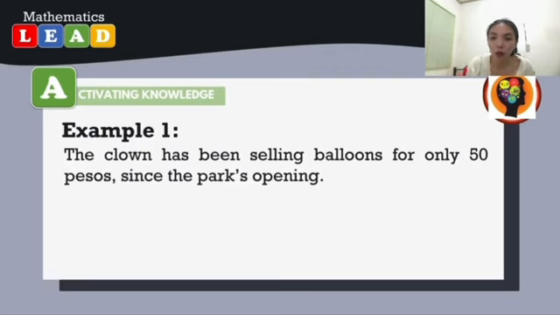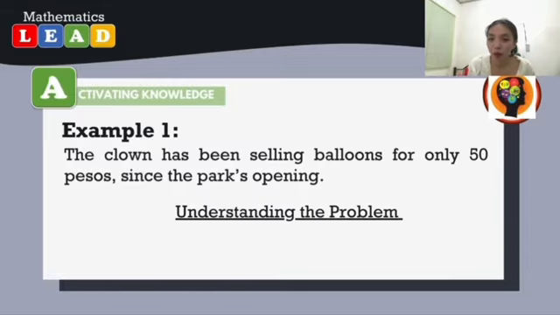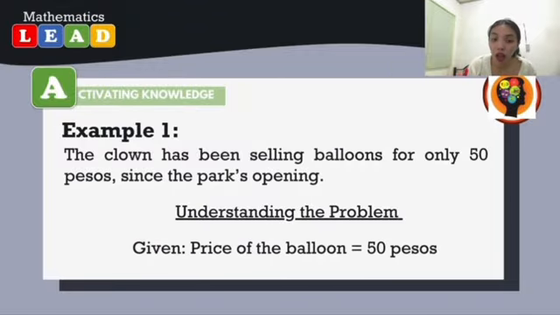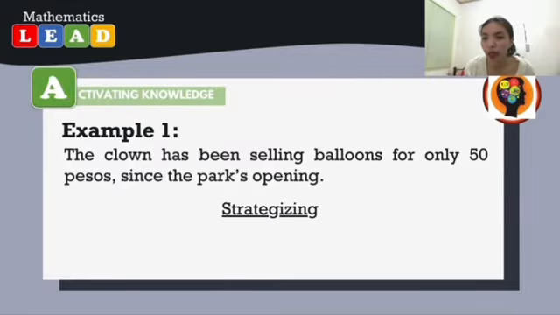The clown has been selling balloons for only 50 pesos since the park's opening. The first thing that we're going to do is to understand the problem, wherein we have the given balloon price, which is equal to 50 pesos. Next, we're going to think and strategize for the plan or the formula that we're going to use. In this case, as you can see, the word "since" is mentioned in the question, which means that the price doesn't change since the park's opening. When we say no change, it means, again, yes, constant polynomial function.